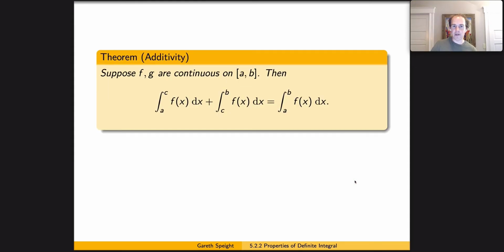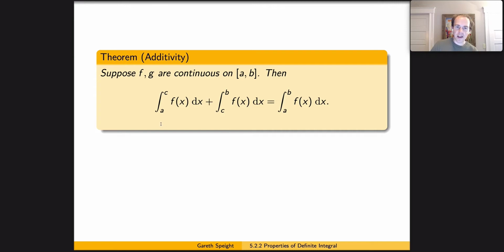Okay, next up is additivity. So suppose we don't need g here, we just have one function f, which is continuous on [a, b]. If we integrate from a to c, and then we integrate from c to b, we get the full integral from a to b. So we can split up the domain this way. So why does this make sense? Imagine if c is some point between a and b.